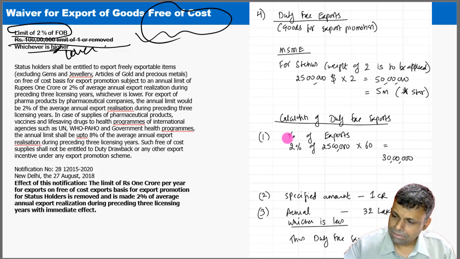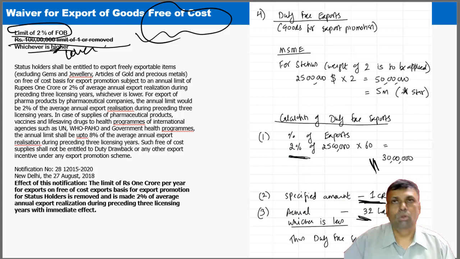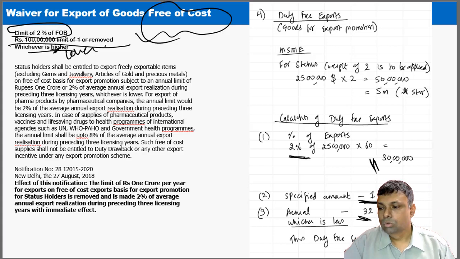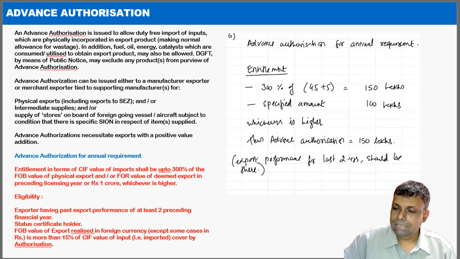Okay. And here, 1 crore rupees is one limit, percentage of the export is another limit, and actual, whichever is less. Okay. So what you can do as a cost-free export in this particular example is 30 lakh rupees. To that particular extent, this much is permitted in this calculation.